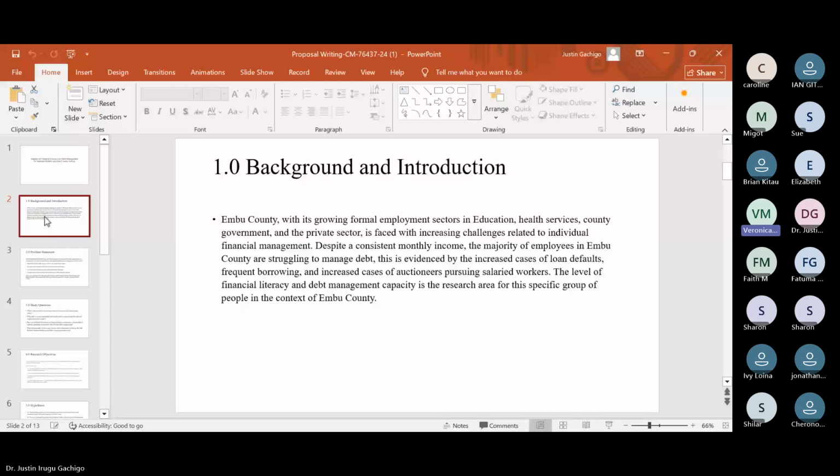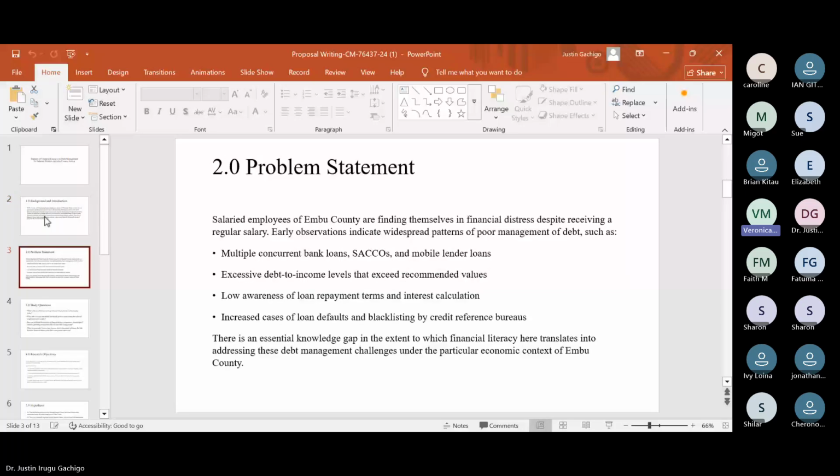And then the problem statement. I came up with four problems that need a solution. The salaried employees of Embu County are finding themselves in financial distress despite receiving a regular salary. Out of the observation, the following came up: multiple loans, in SACCOs, mobile and digital lenders, and also in banks.